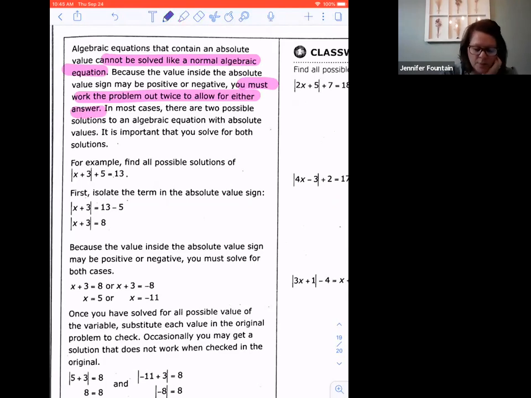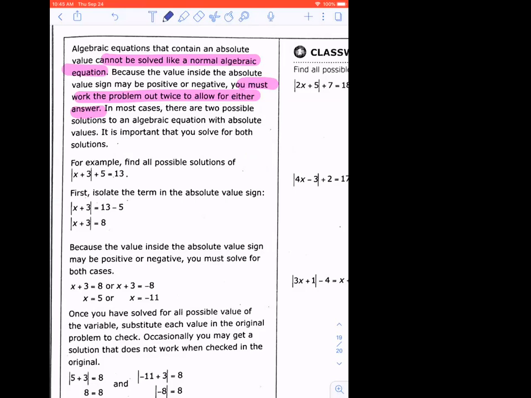Because remember when we talked about I could have the absolute value of -5 or the absolute value of 5, and they're both going to be 5. Okay, so I could have a negative inside my absolute value sign, or I could have a positive. So because I don't know which one it is when I have a variable, I'm going to have to work 2 problems to be able to find those 2 possible solutions. Okay, so it says in most cases there are 2 possible solutions to an algebraic equation with absolute values. It is important that you solve for both solutions.